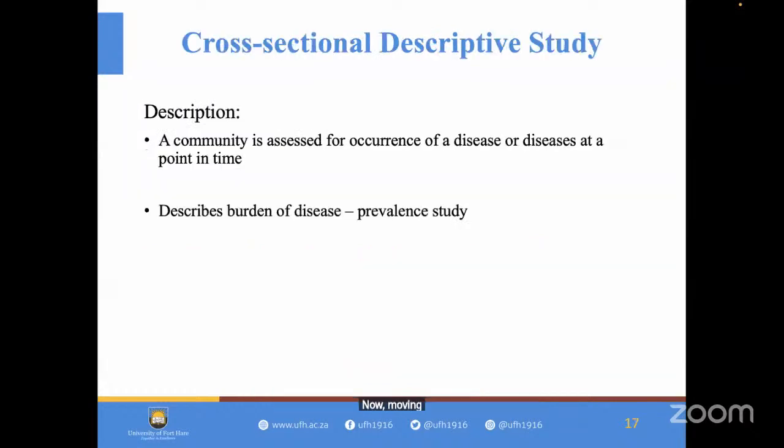Now, moving on to the cross-sectional descriptive study. This is just a study where you want to know who, where, and when, and how many are affected by a particular health-related outcome. In a nutshell, it's a prevalence study. It's just talking about how we are going to describe the burden of a disease.